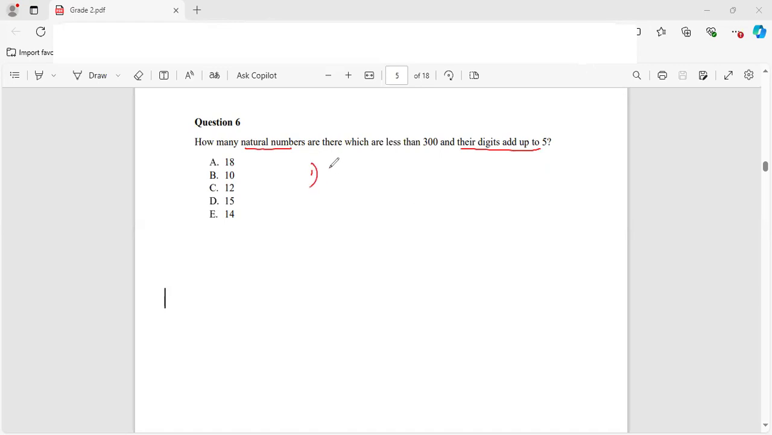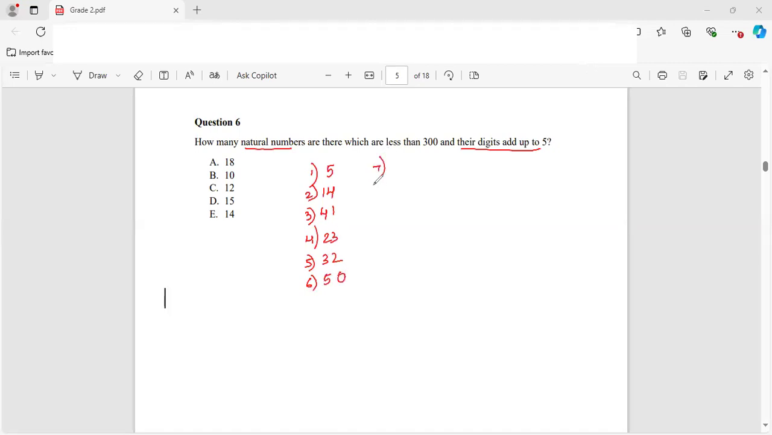So let's say the first number is 5. 5 plus 0 is 5. Then the second number will be a 14. So similarly, we can take a 41. Then I can take a 23. So I'll take 32 as well. Then since we had taken 5, we can take a 50.